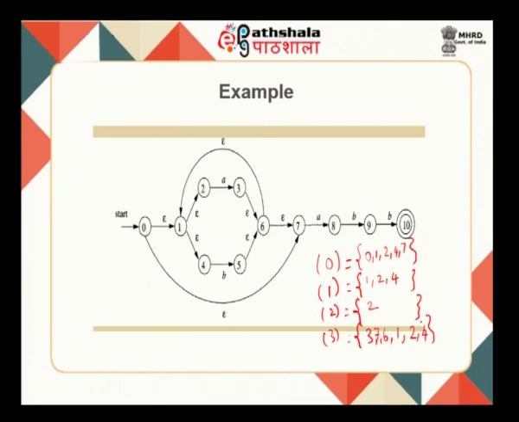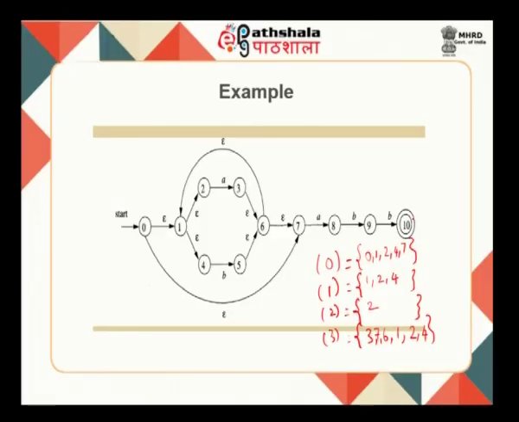So, 3 comma 6 comma 7 comma 1 comma 2 comma 4, and epsilon closure of 6 will be 6 comma 7 and then 1 and then 2 and 4, and then epsilon closure of 7 is only 7, epsilon closure of 8 is only 8, epsilon closure of 9 is 9, epsilon closure of 10 is 10. So, epsilon closure of a state is defined as the set of states reachable from a given state including the state itself on epsilon transitions only.